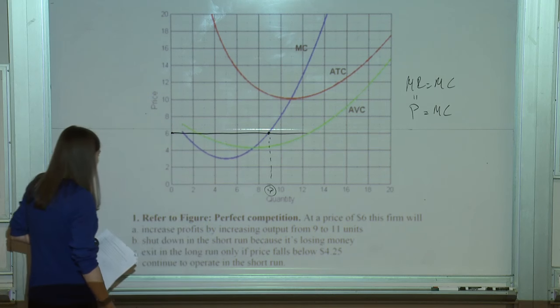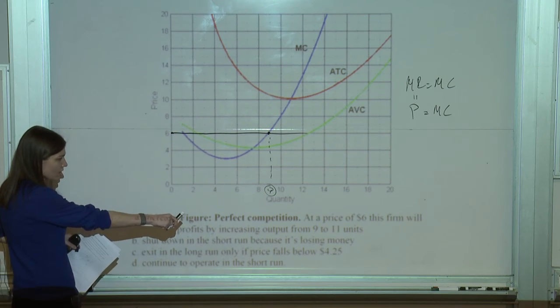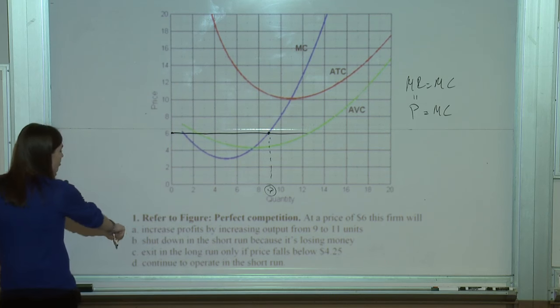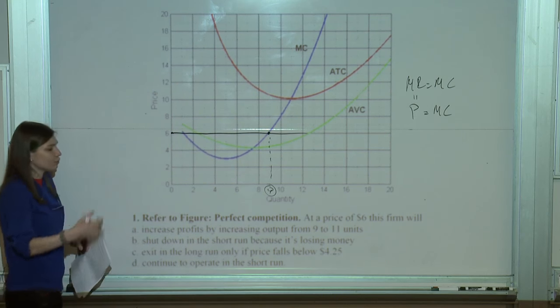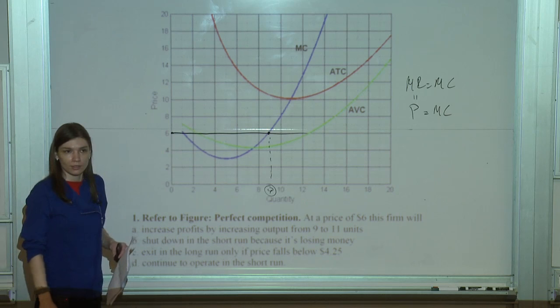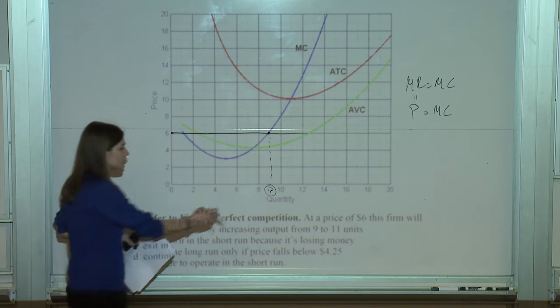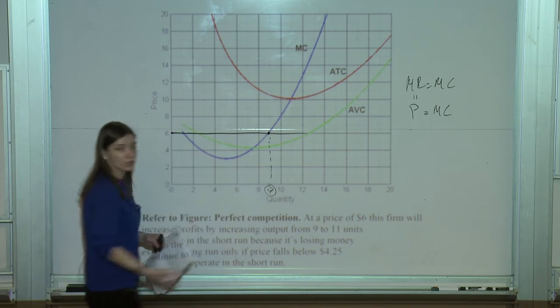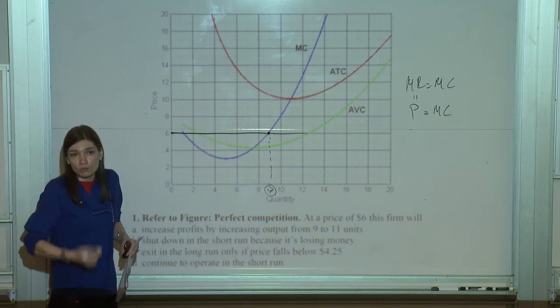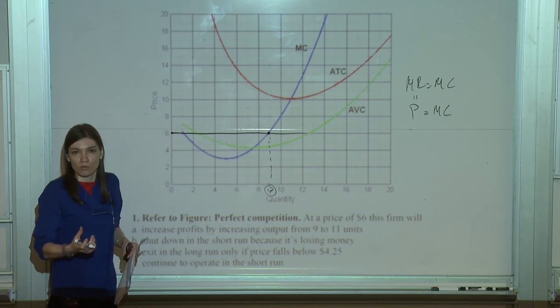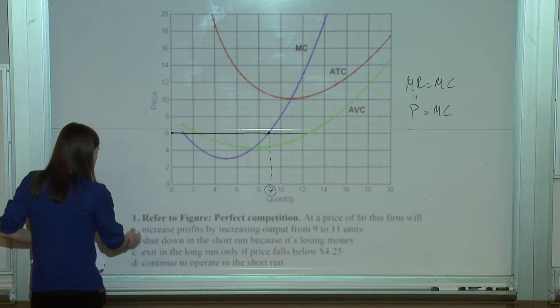So if that's the case, at a price of 6, will this firm increase profits by increasing output from 9 to 11? If they increase output from 9 to 11, would profits go up? No, because we know that 9 is the profit maximizing quantity. So the first one is not true.